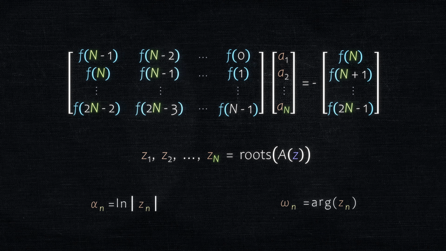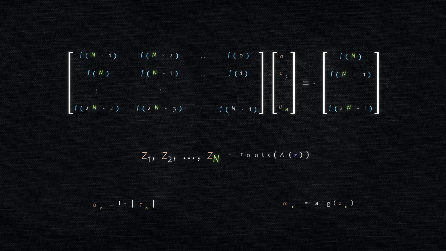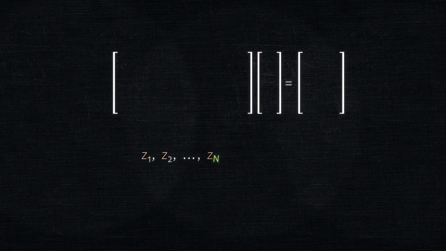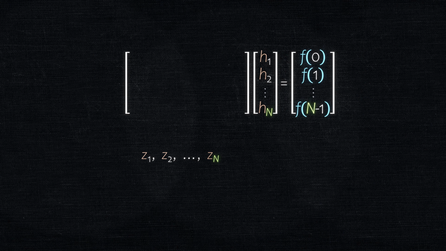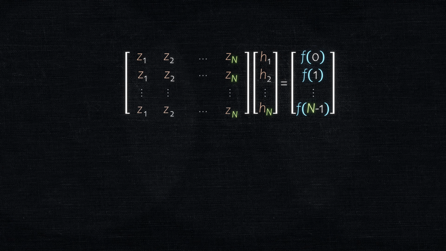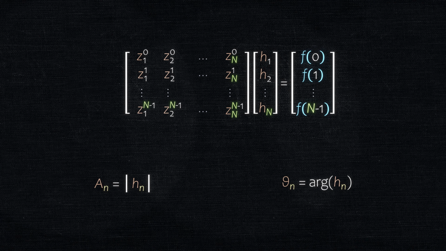Each of these parameters can be separated into damping parameter alpha and frequency omega. Using calculated z's, we can solve initial system of equations with respect to h, and then separate h into initial amplitude a and phase theta.